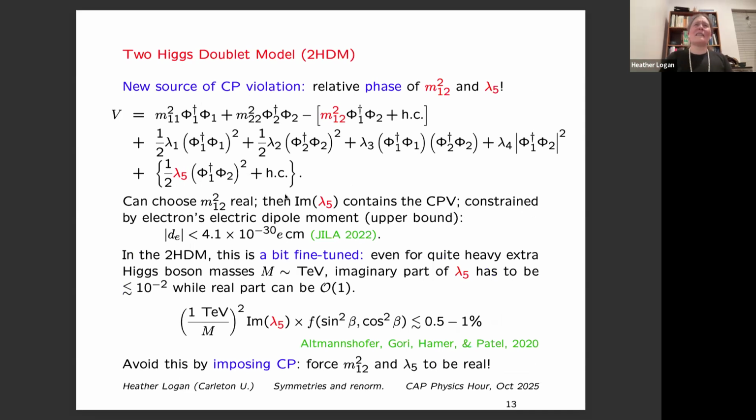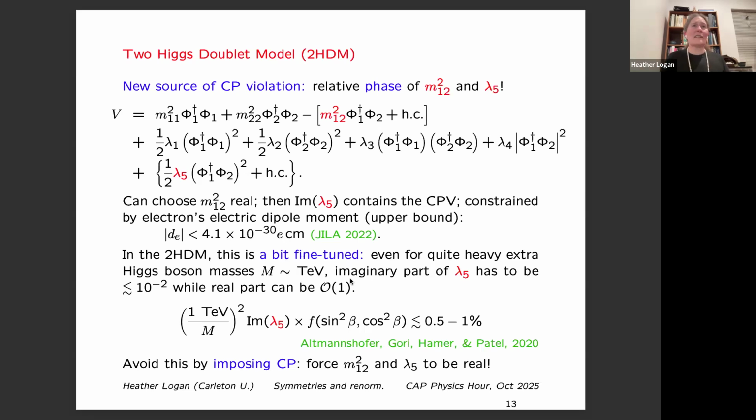And the phase, the imaginary part of this lambda 5, is constrained already by null searches for an electric dipole moment of the electron. So basically, electrons already, we know very well, have a magnetic moment. If you look, do they also have an electric dipole moment? There's only an upper bound on that right now. But this effect through radiative corrections would contribute to an electric dipole moment of the electron. So that lets us constrain this experimentally.